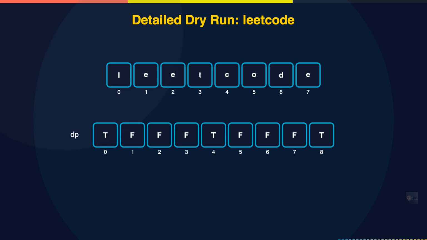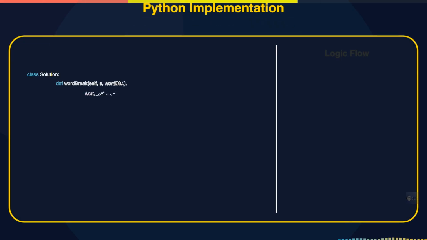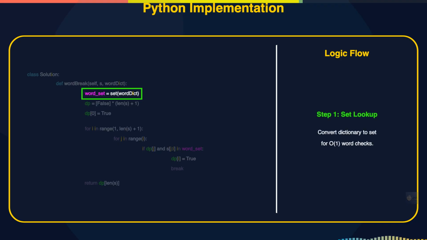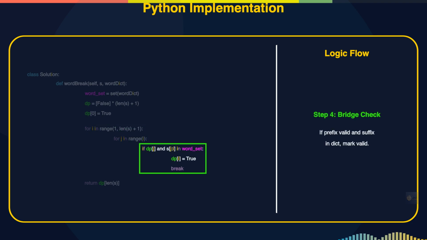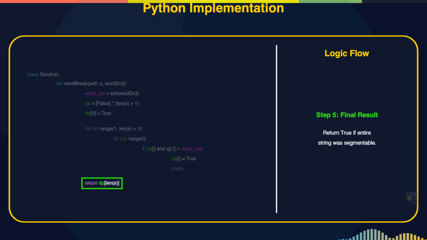In our Python code, we first convert the word dictionary into a set for lightning-fast lookups. We initialize our dp array with false values and set the first element to true. We use a nested loop. The outer loop i travels from 1 to n+1, representing our current target endpoint. The inner loop j checks every possible starting point before i. If dp[j] is true, we extract the substring from j to i. If that substring exists in our word set, we mark dp[i] as true and break the inner loop early. We have found a valid path to this point. Finally, we return dp[n].